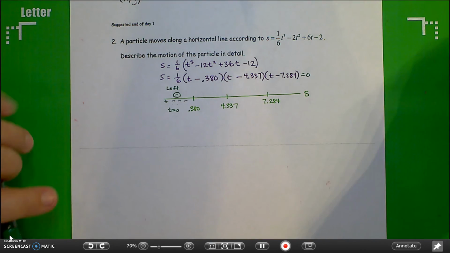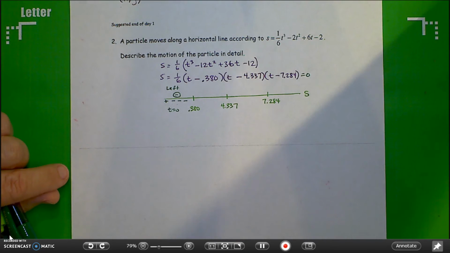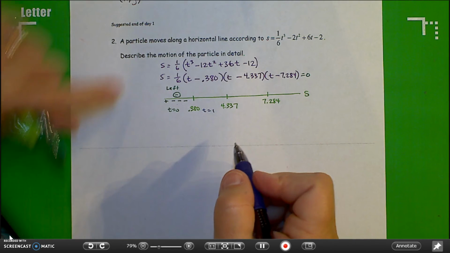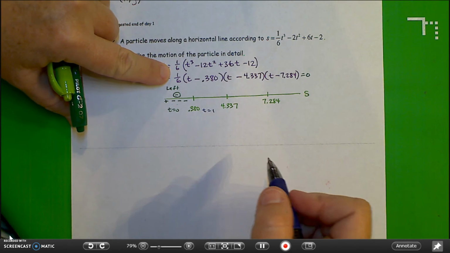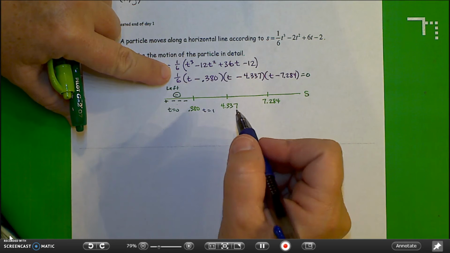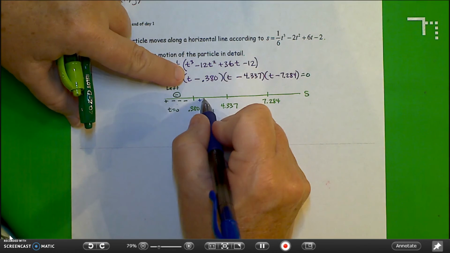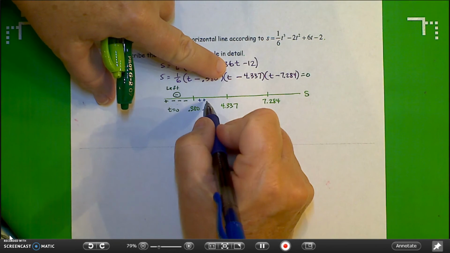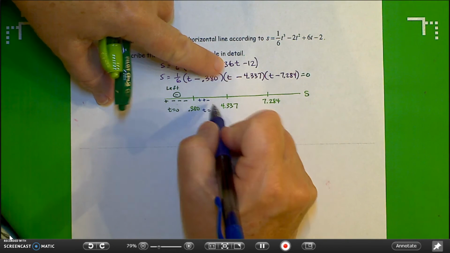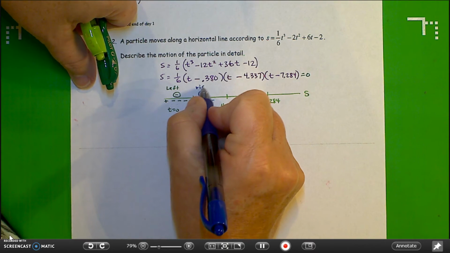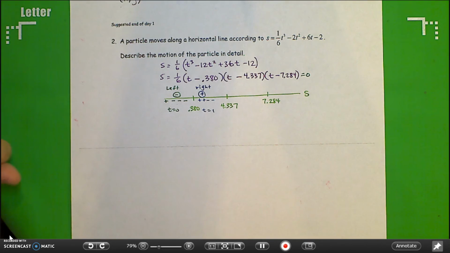I'm going to pick a value in between 0.38 and 4. So I'm just going to pick t equals 1. Plug this in here to get the signs of each factor. The 1/6 is positive. 1 minus 0.38 would be positive. 1 minus 4 would be negative. 1 minus 7 would be negative. Overall, this is positive, which interprets to the position being right of the origin.